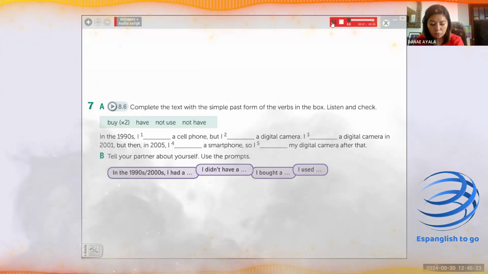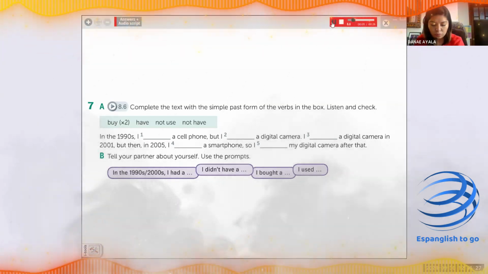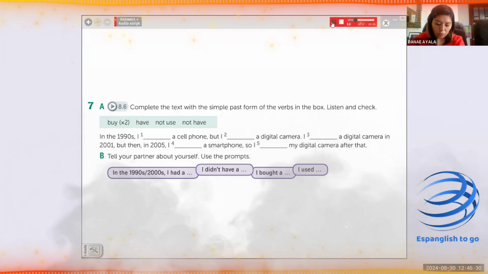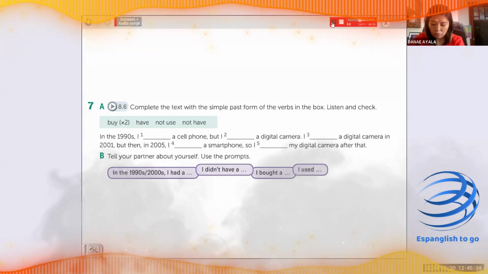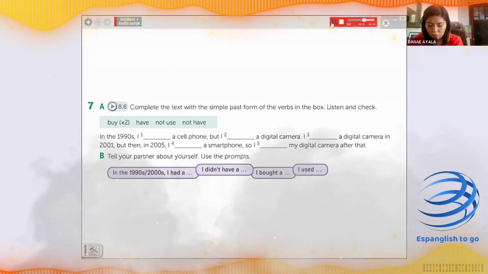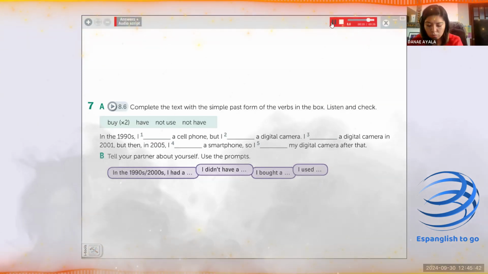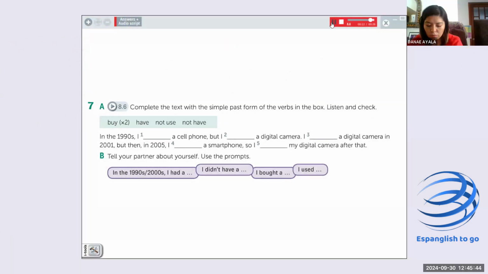In the 1990s, I had a cell phone, but I didn't have a digital camera. I bought a digital camera in 2001, but then, in 2005, I bought a smartphone, so I didn't use my digital camera after that.